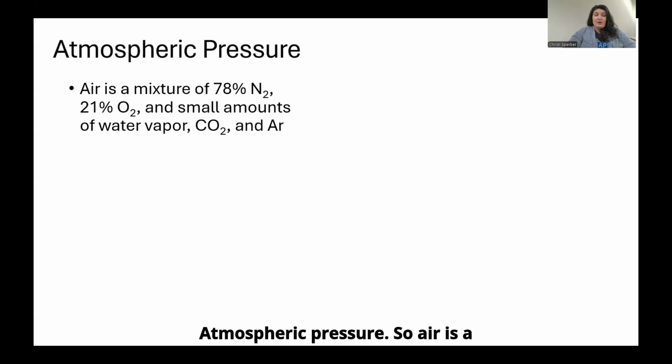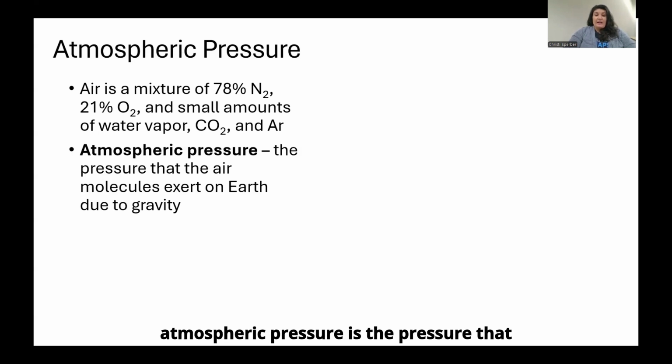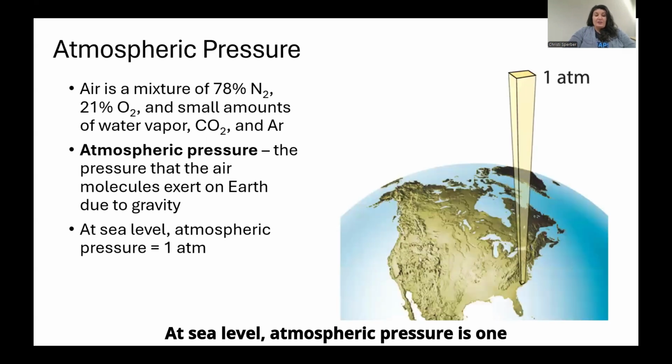Atmospheric pressure: air is a mixture of about 78% nitrogen, 21% oxygen, and then small amounts of water vapor, carbon dioxide, and argon. Atmospheric pressure is the pressure that these air molecules exert on Earth due to gravity. At sea level, atmospheric pressure is 1 atmosphere.